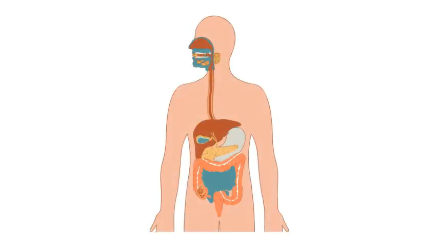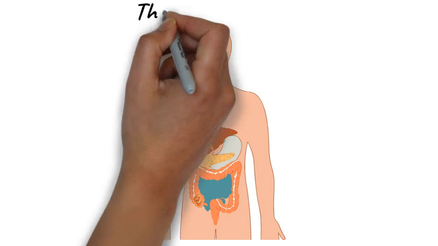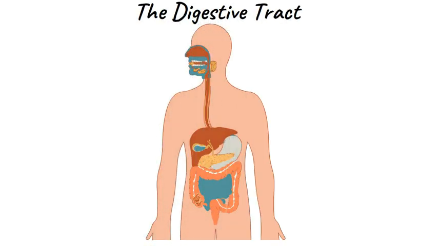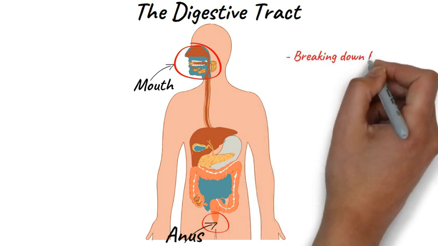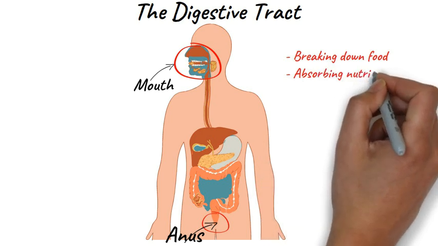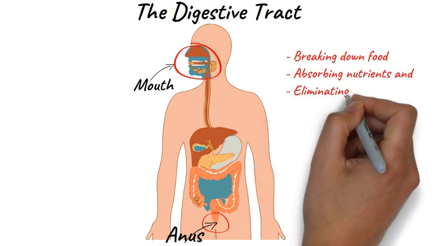The alimentary canal, also called the digestive tract, is a long continuous tube in the human body that starts at the mouth and ends at the anus. It is responsible for breaking down food, absorbing nutrients, and eliminating waste.